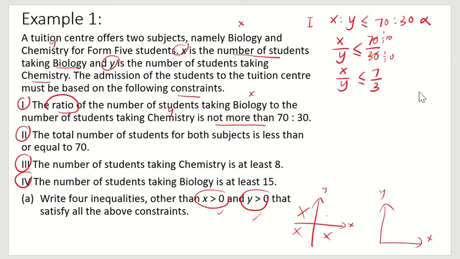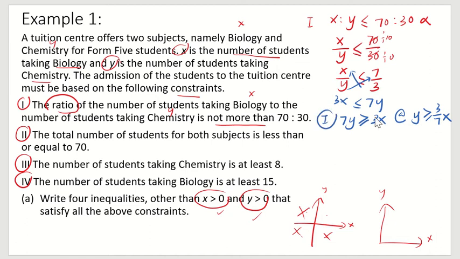Okay? Then after this, do cross multiplication. So you will get 3x, 7y. Correct? Is it the correct way of arrangement? No. The correct way of arrangement is y at the front. So it's 7y less than or equal to 3x. Or you write y less than or equal to 3 over 7 x also can. This is the first constraint.